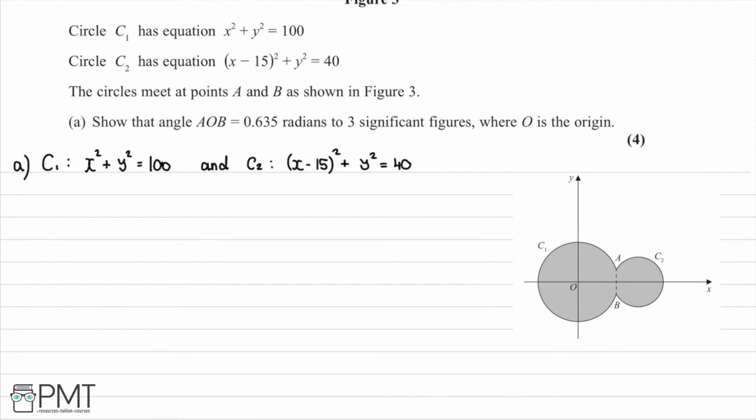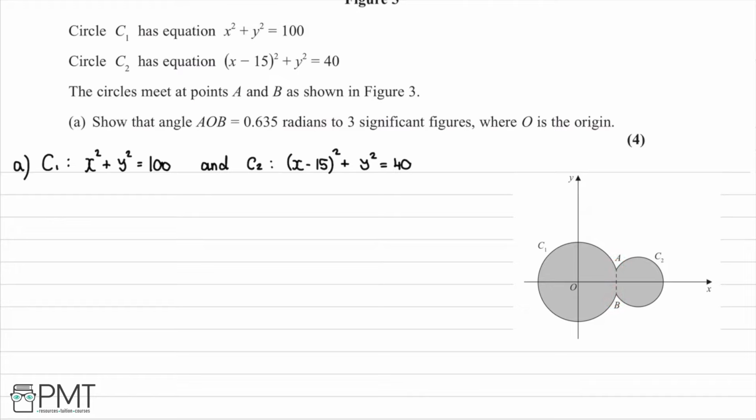We're showing a graph here, which I've copied down, and we can see that we have a circle C1, which has equation x squared plus y squared is equal to 100. And then we have the smaller circle, C2, which has equation (x minus 15) all squared plus y squared is equal to 40. We're told that the circles meet at points A and B, and we can see that's here. So they meet there and they meet here.